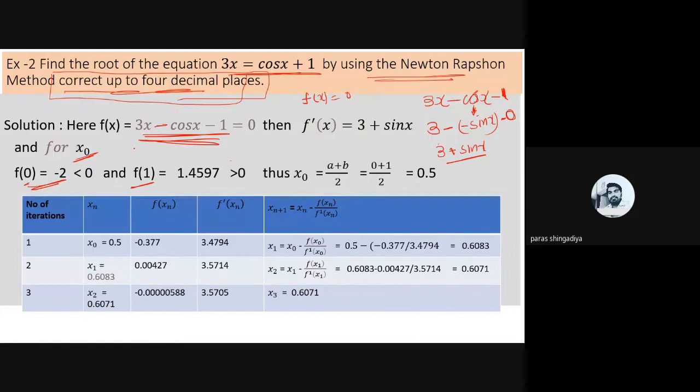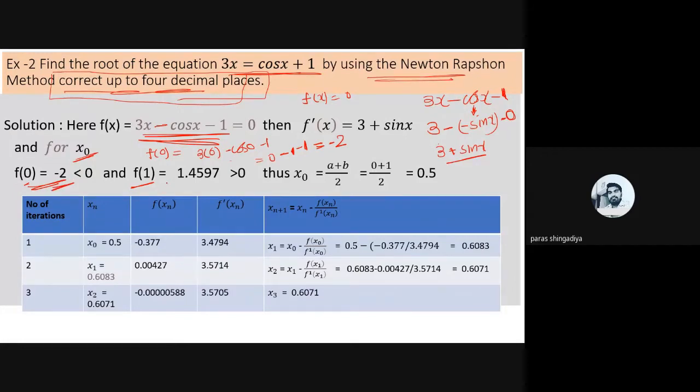Check f of 0. So f of 0 will be 3 into 0 minus cos 0 minus 1. So what is the answer of this one? 3 into 0 will be 0, cos 0, and what is the output of cos 0? That is 1, and the remaining is minus 1 also. Just simplify that, it will be minus 2. So the answer of f of 0 will be minus 2, that is a negative value.